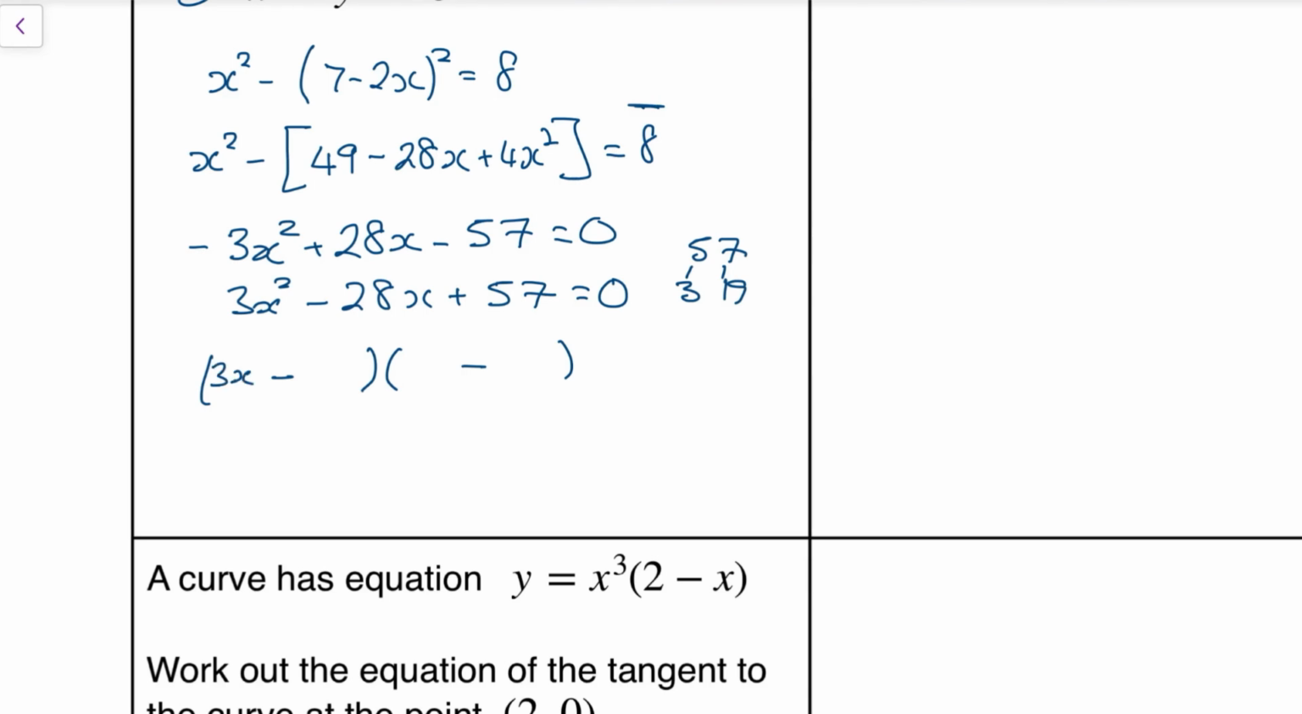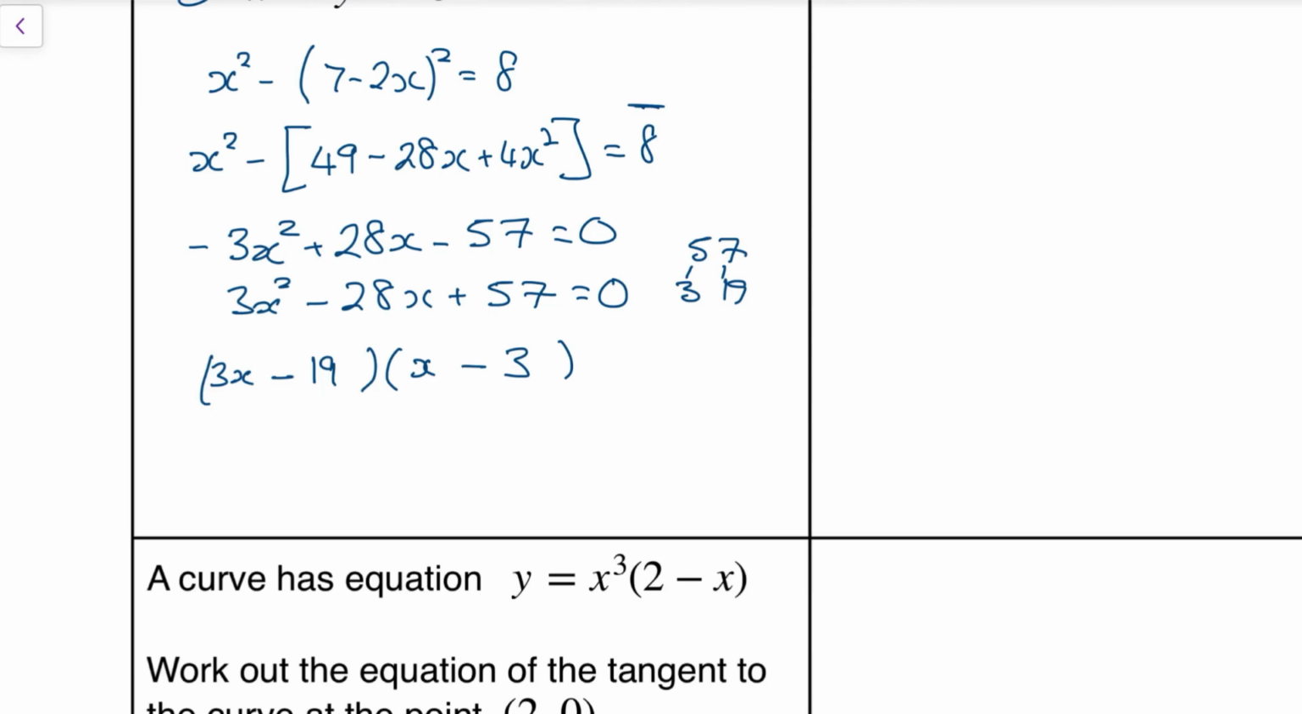I know 3x squared is going to be 3x and x. So the real question is, where does the 19 go and where does the 3 go, assuming this works? Well, 3 times 19 is much more than 28. So I'm guessing the 19 is going to go here, and the 3 is going to go here. And if I do a quick check, 3x times minus 3 is minus 9x, 19 times minus 1 is minus 19x, 19 plus 9 is 28, and that has indeed worked.